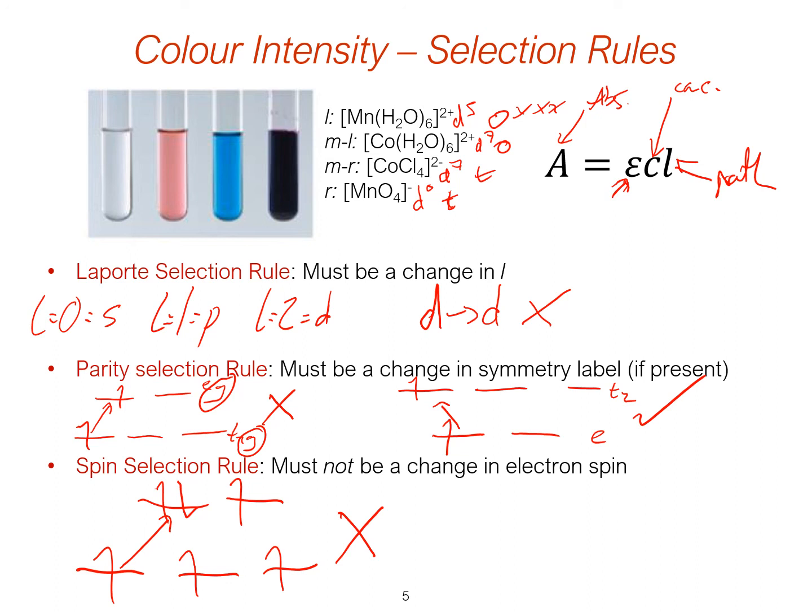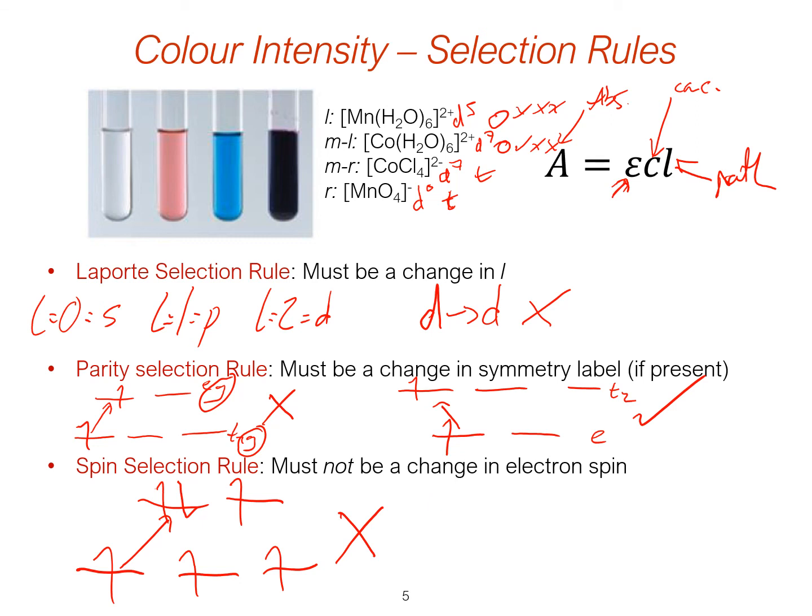The second one is d7 octahedral. That one does satisfy the spin selection rule, so that's nice. The parity selection rule, however, it doesn't. It's still going to go from a t2g to an eg, and it's still a d orbital to a d orbital. So this one's slightly more intense than what we saw. It has got colour. We can see that it's pink, but it's still not that intense, and that's because it satisfies only one of the three selection rules.